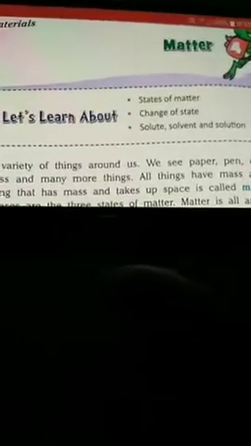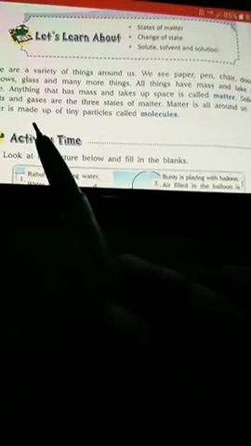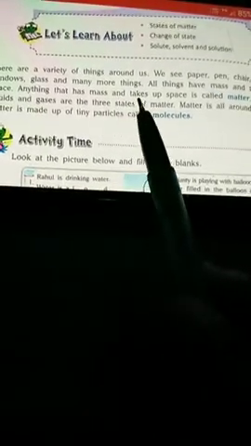There are a variety of things around us. We see paper, pen, chair, windows, glass and many more things. All these things have mass. Mass means weight, and they take up space. Space means they occupy a certain area when they are placed or kept. Therefore, anything that has mass and takes up space is called matter. So, underline the statement: anything that has mass and takes up space is called matter.